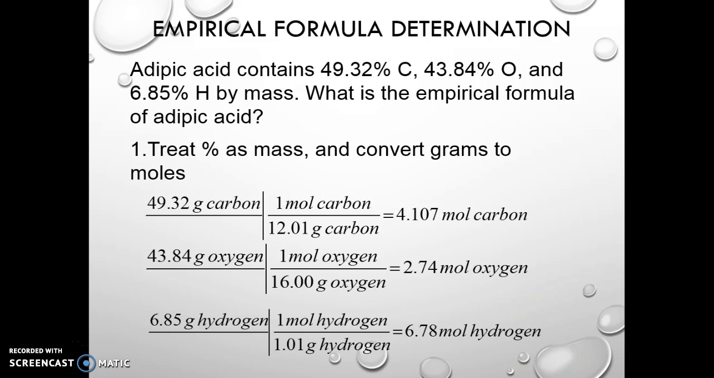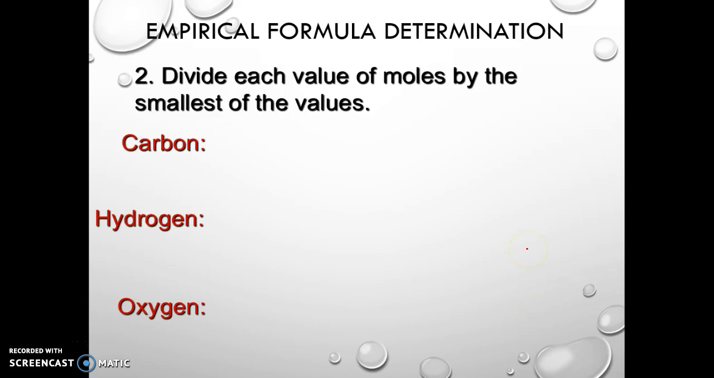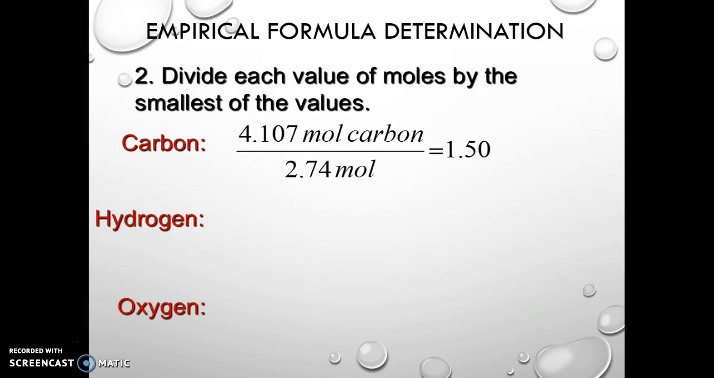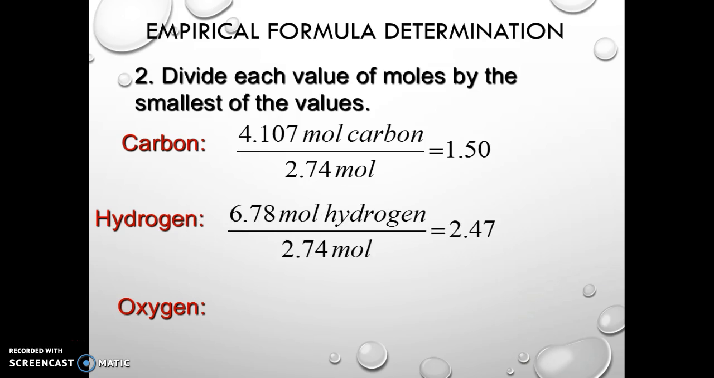4.107, 2.74, or 6.78? Yeah, the 2.74 is the one that we're going to choose to divide by. So on the next slide, I think that we do that. 4.107 divided by 2.74 gives me 1.5. 6.78 divided by 2.74 gives me 2.47.